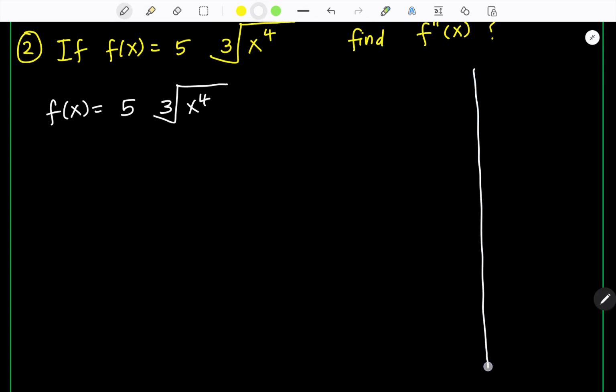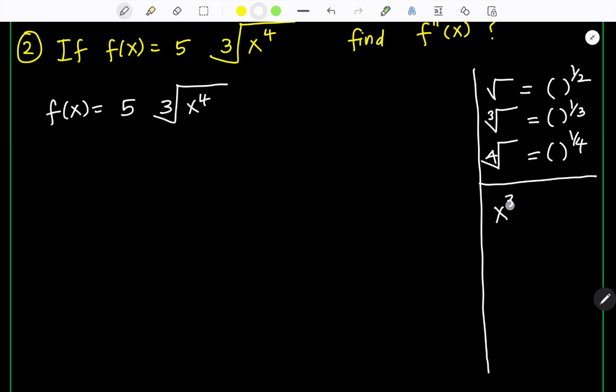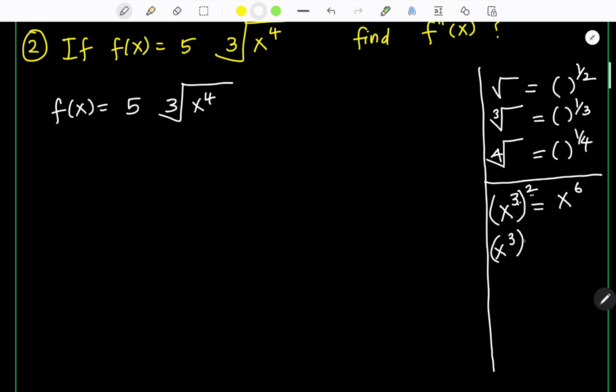Let me explain this cube root and all. Square root means you can write to the power 1 by 2. Cube root means you can write power 1 by 3. Fourth root means you will write power 1 by 4. Okay, right. After that, keep in your mind, suppose you have x cube to the power 2. It will be x to the power of, you multiply this 2 power 6. Suppose you have x cube to the power of 1 by 2. This is x to the power of 3 multiplied by 2 is 3 by 2. Same idea I'm going to follow.